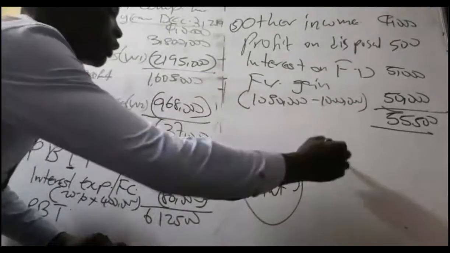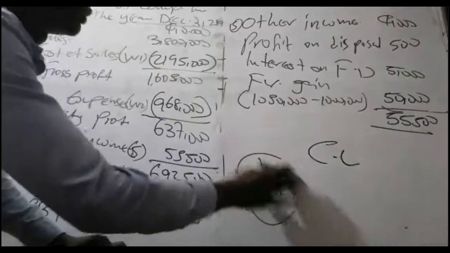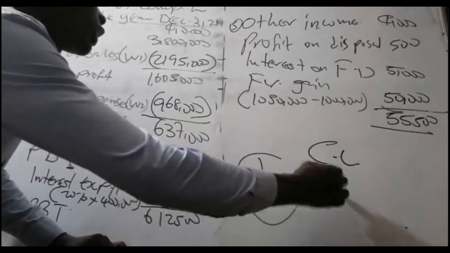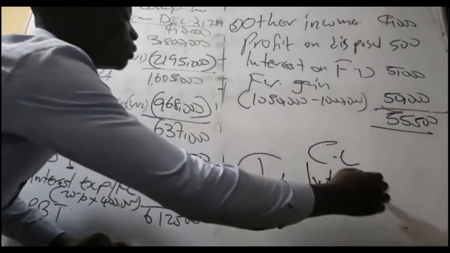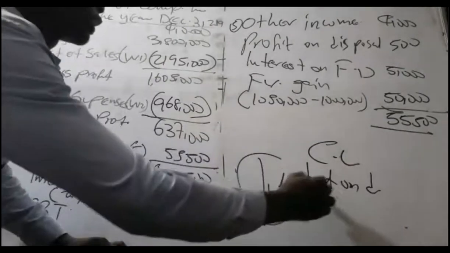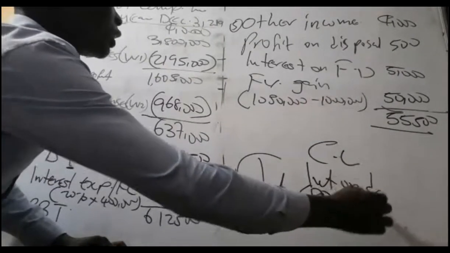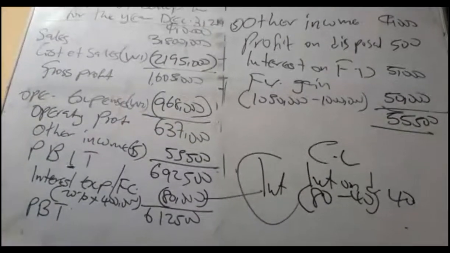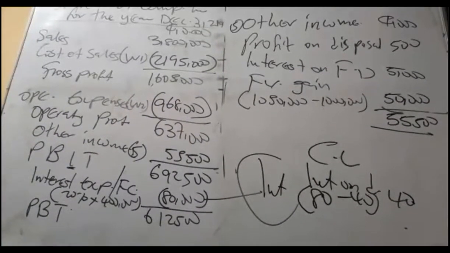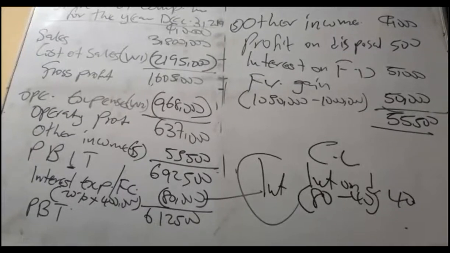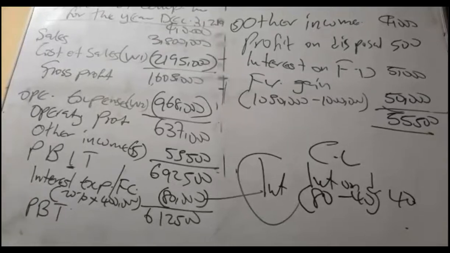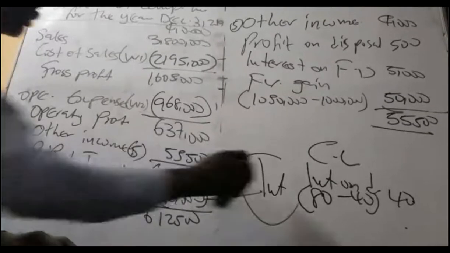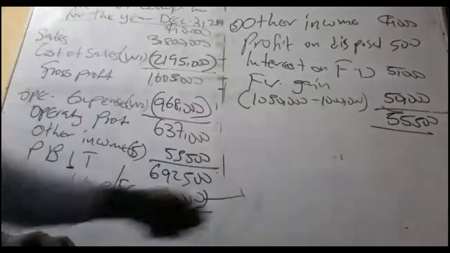Can you go to current liability for me and write again: interest on debenture owing. Open a bracket, 80 minus what they've paid, 40. Put the answer in as 40. Then you are done. Can you do that on the financial position for me? Okay, if you have done that, that's good. Now let's go to the last aspect.